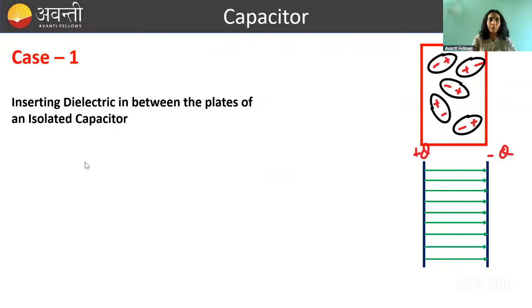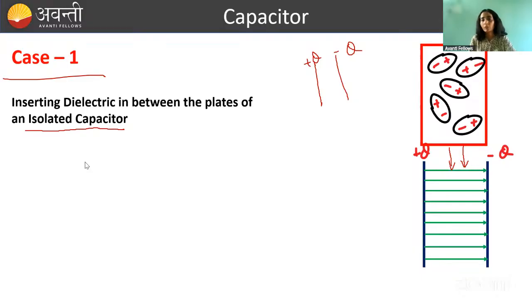Okay, so what we are going to do, first, case one, we are going to study where we will be inserting a dielectric in between the plates of a capacitor. And here the capacitor is isolated. What is the meaning of an isolated capacitor? An isolated capacitor means a capacitor which is not connected with any battery or voltage source or current source. ठीक है? जैसे यहाँ पे जो हमने capacitor लिया है, it has plus Q charge, it has minus Q charge, and it is now not connected to any battery. And what we are trying to do is insert a dielectric in this space.